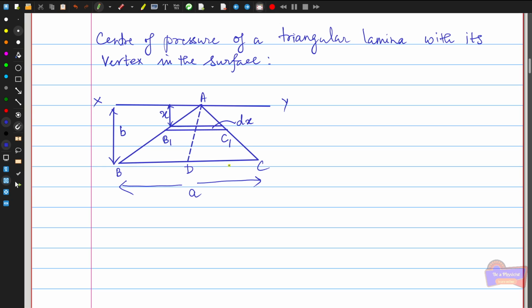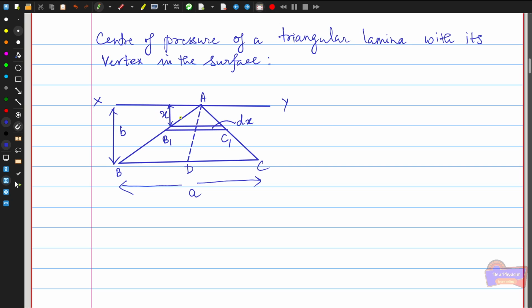So we have considered this triangle BC, where the length of BC is taken as a, and the depth of the base of the lamina B is taken as b from the liquid surface. Suppose we divide this triangle into small elementary strips of thickness dx, parallel to the bottom surface BC. Consider one of the small strips, B1 C1, situated at a distance x from the water surface XY.